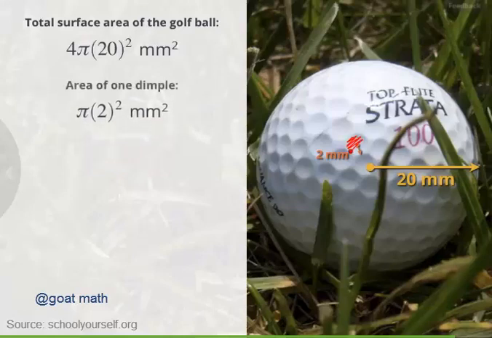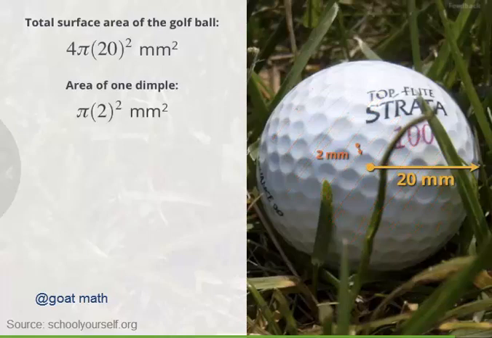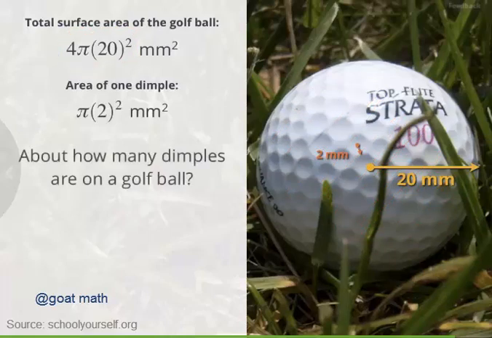So the area of a single dimple is pi times 2 squared, and the combined area of all the dimples on this golf ball is the golf ball's surface area, which you found is 4 pi times 20 squared. So about how many dimples are on this golf ball?